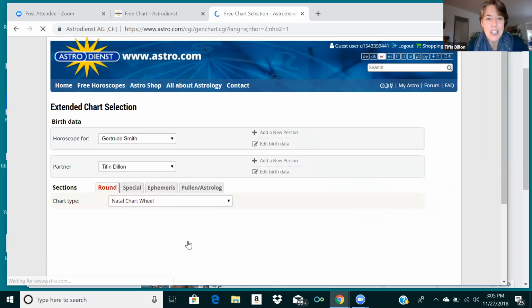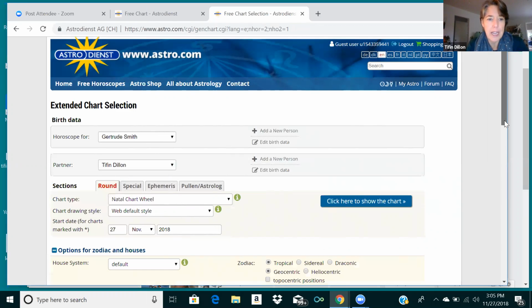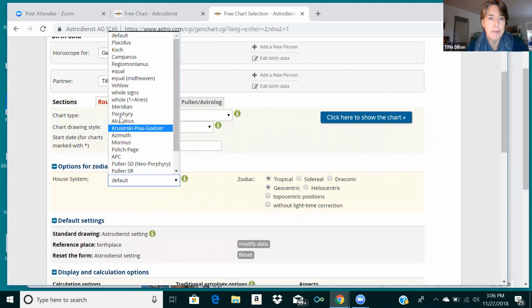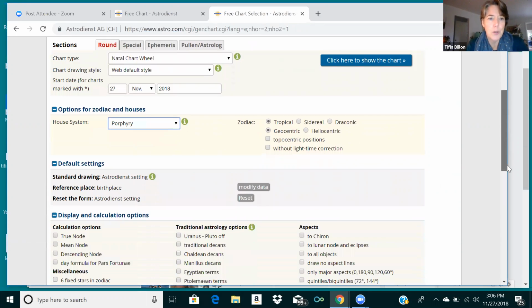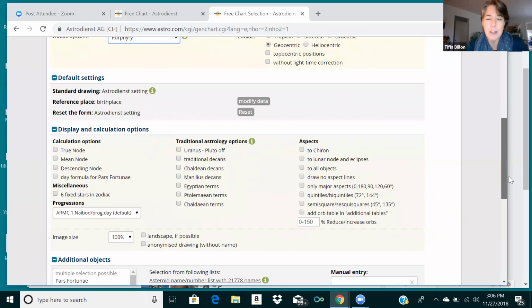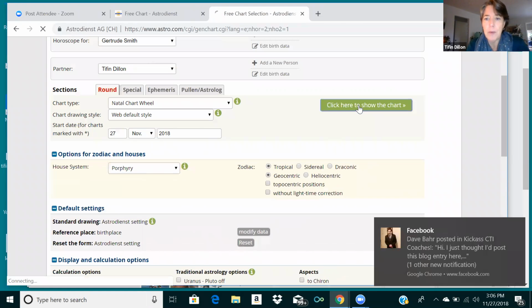Okay. So for Gertrude Smith, we want the natal chart wheel and the web default setting. Those are the two pieces you're going to look at in the section style. We're going to scroll down and choose the Porphyry house system, and then go down to display and calculation options, which leaves nothing. So let's see what happens if we just stop with the house system, which is just fine to do.